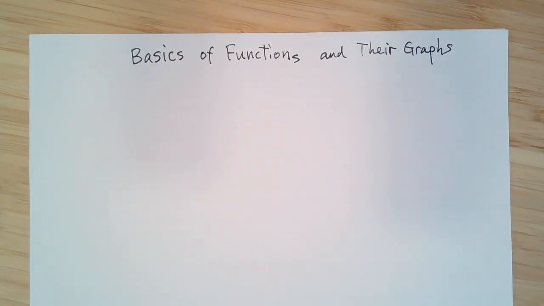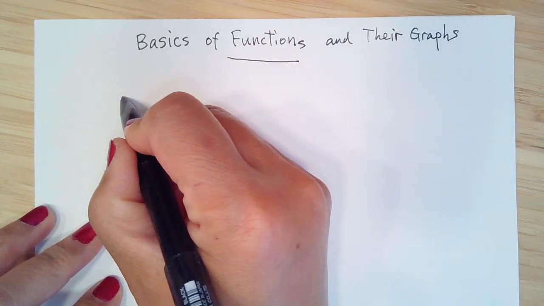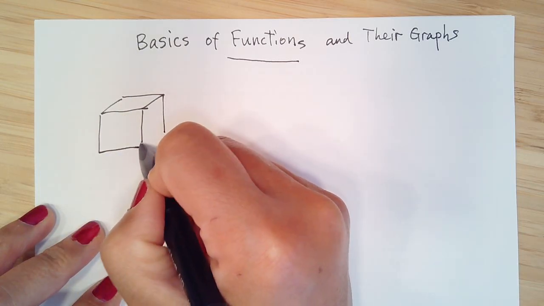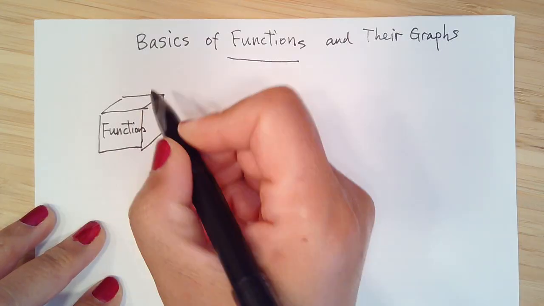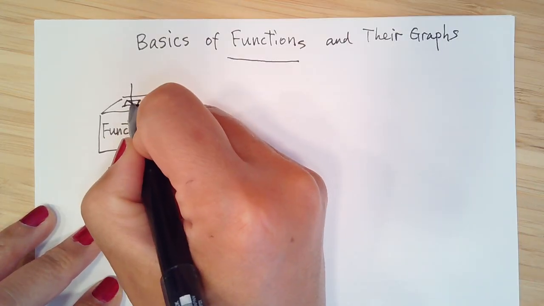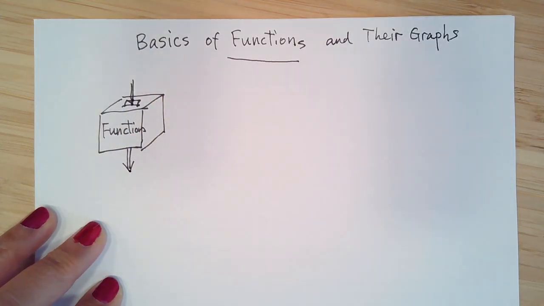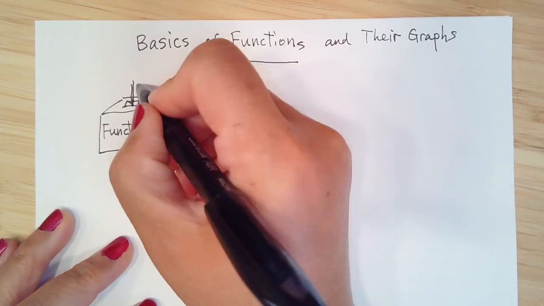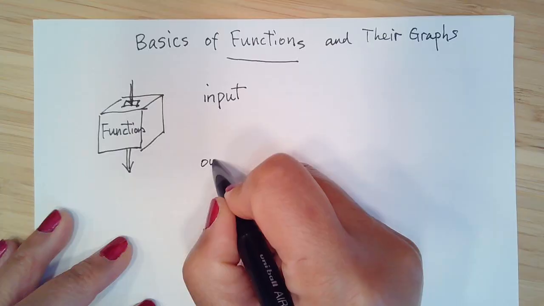All right, function. How do I explain functions to a student? I would think of a function as a magic box. This is called a function. You need to drop something in, and then something will come out. So a magic box means you put in something, you shake it, let it function, and then something comes out. Whatever you put in is called the input. That makes sense, right? And whatever comes out is called the output.